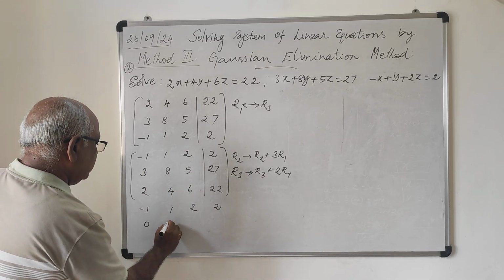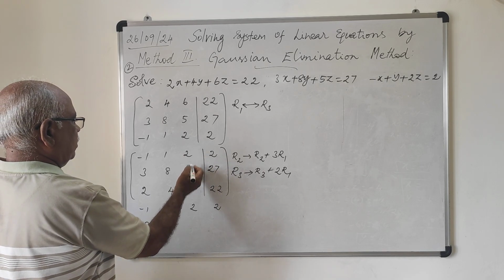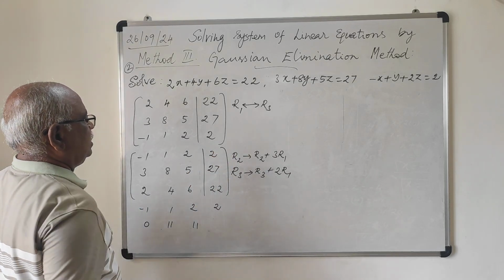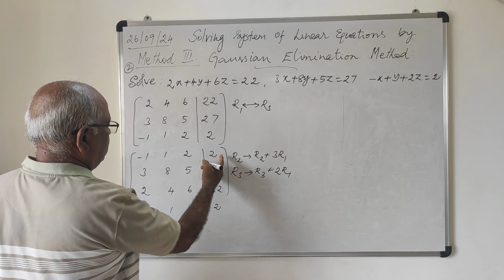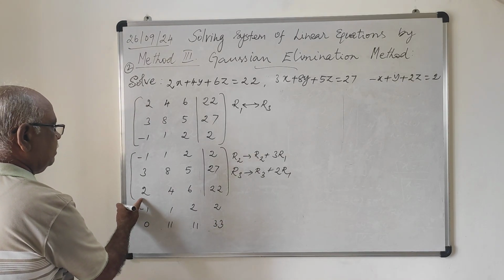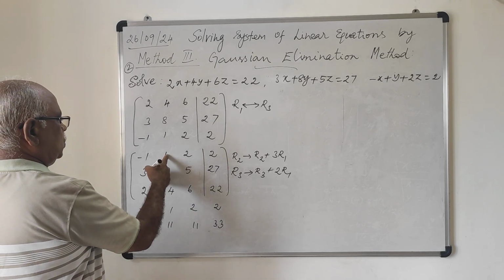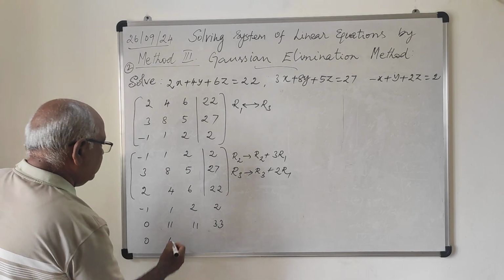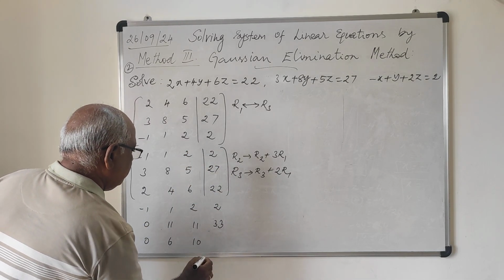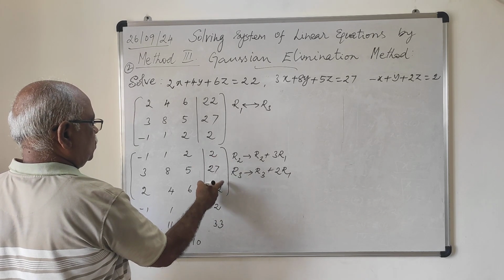R2, 8, 3 times R1, 3. 8 plus 3, 11. 5, R2, and 3 times of R1 is 3 2s are 6. 5 plus 6, again 11. 27, 3 times 2, 3 2s are 6. 27 plus 6 is 33. And R3, 2 times of R1, minus 2 plus 2, 0. 4 into 2, 4 plus 2, 6. 6, 2 times of 2, 2 2s are 4, 6 plus 4, 10, and 22 plus 2 times 2, 2 2s are 4, 22 plus 4, 26.